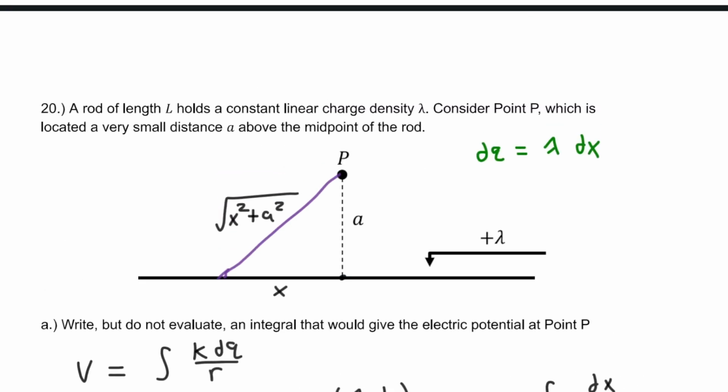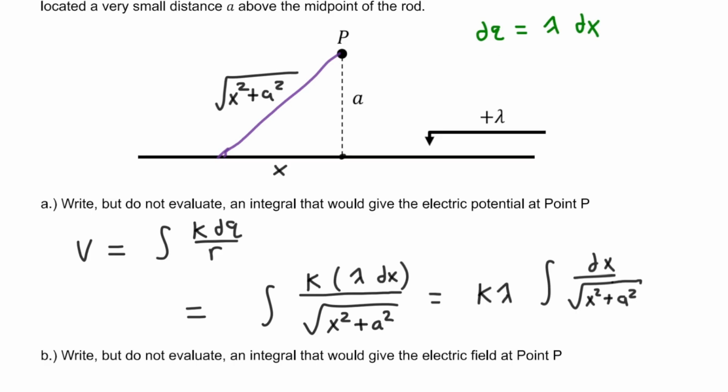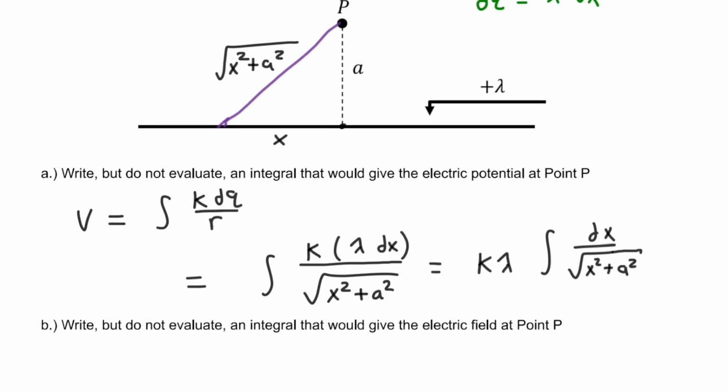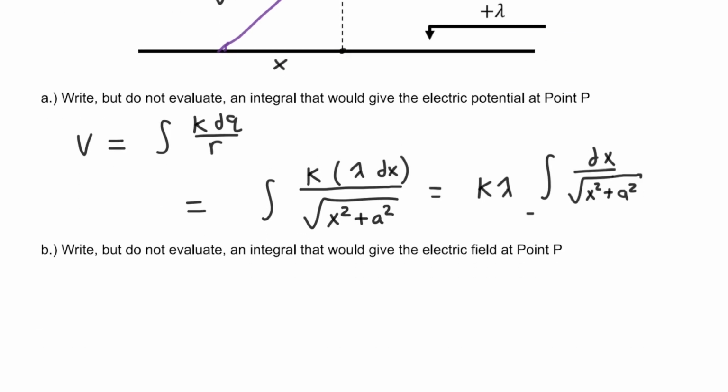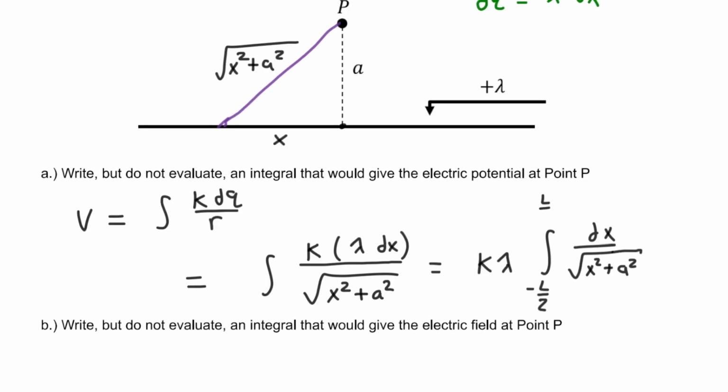So we have to think about what our variable is. Our variable is x, and x represents the distance from the midpoint. So the furthest left our slice x could be from the midpoint would be half the rod's length, so L over 2, in the negative direction. And then the furthest right it could be would be half the rod's length, but to the right. So this is why our integral gets set up as follows.